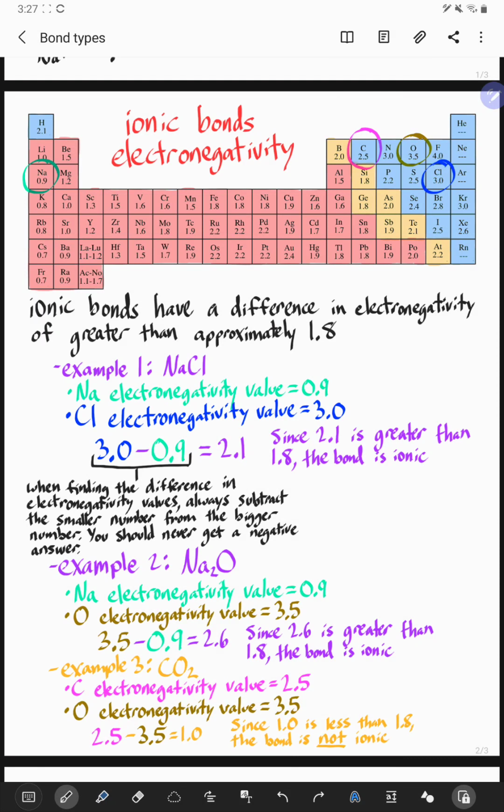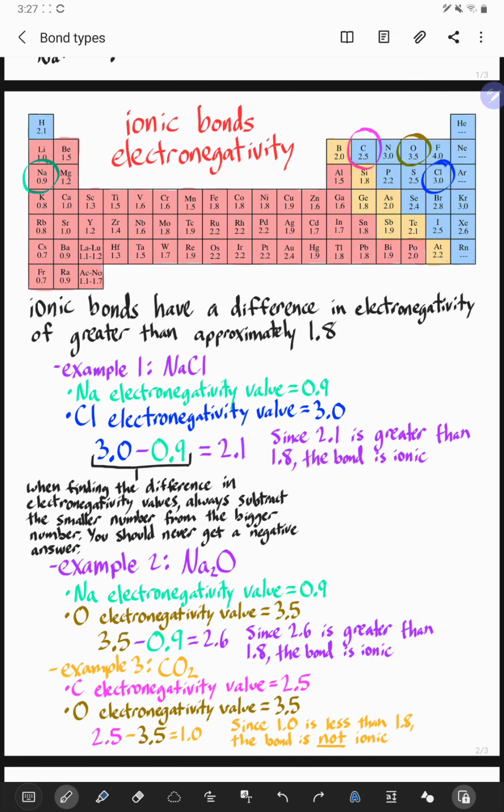But sodium has an electronegativity value of 0.9. So we find sodium on the periodic table. It has a value of 0.9. Chlorine has an electronegativity value of 3.0. And those are the two elements that make up the compound sodium chloride. So all we're going to do is find the difference in their electronegativity values.